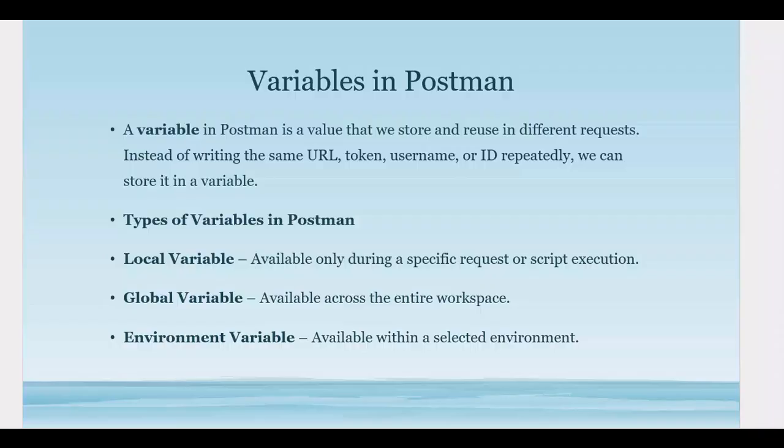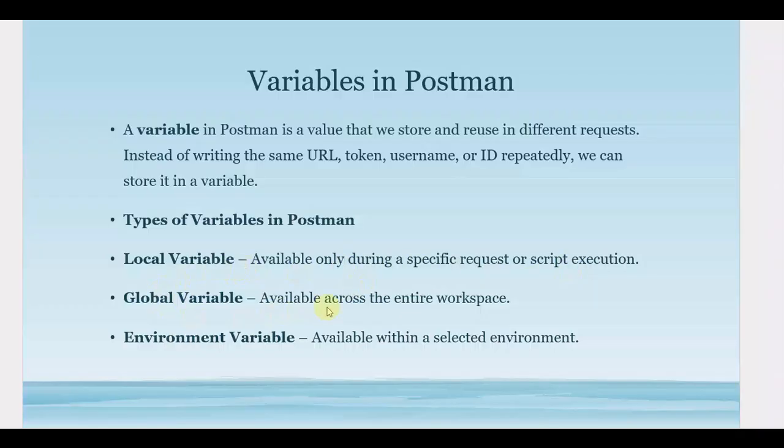In this session we will understand variables in Postman, focusing on local variables and how they help us manage data efficiently during API testing. We have different types of variables in Postman: local variables, global variables, and environment variables. A variable is a value that we store and reuse in different requests. Instead of writing the same URL, token, username, or ID repeatedly, we can store it in a variable. Local variables are available only during a specific request or script execution.